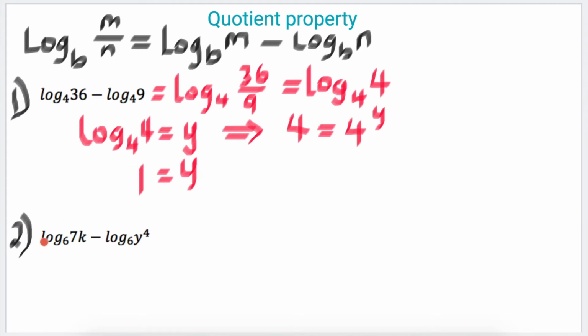The second example is log base 6 of 7k minus log base 6 of y to the power of 4. If you're subtracting the two logs, you divide again. So we're going to just write log base 6 and then 7k in the numerator and y to the power of 4 in the denominator. And that's the simplified form.